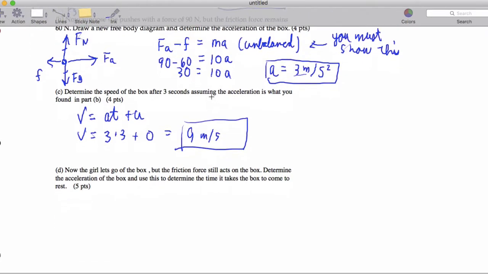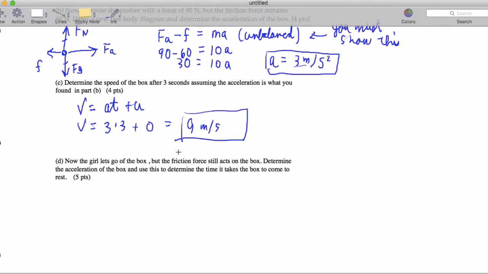Now, the girl lets go of the box, but the friction force still acts. We want to determine the new acceleration of the box and figure out the time it takes the box to come to rest. So we've got the normal force, and we've got the weight force. Those stay the same, but now we only have a friction force acting backwards.